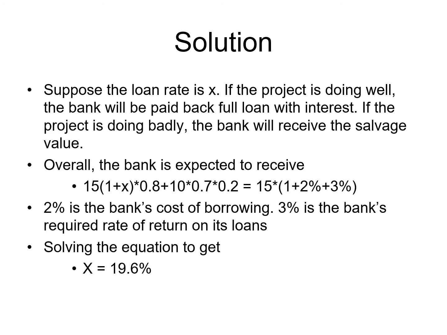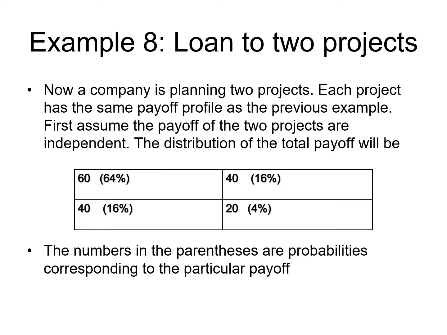Solving the above equation, we get X is equal to 19.6%. This is rather high. Now we'll consider an example of loan to two projects. Suppose the company is planning two projects. Each project has the same payoff profile as the previous example.